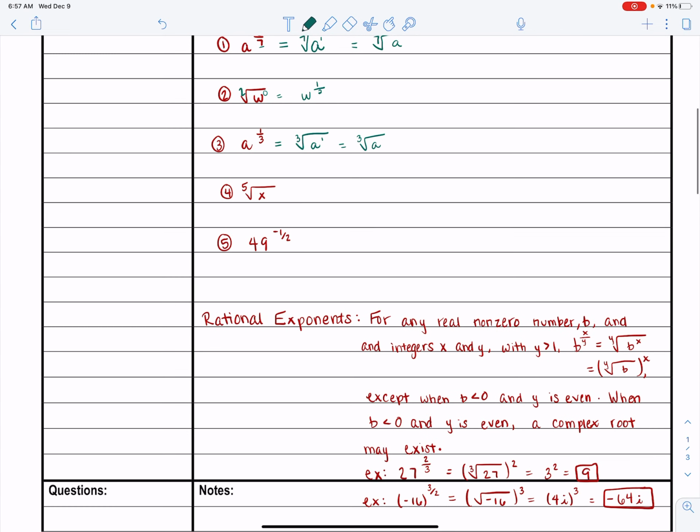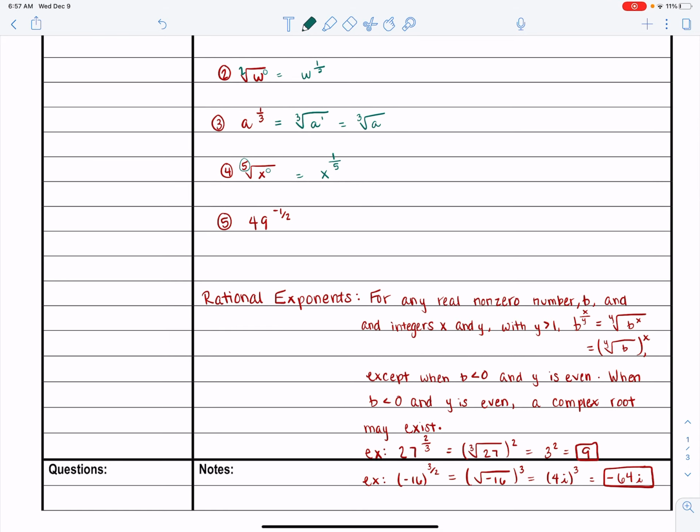The 5th root of x is the same as saying that you have x, and the 5, the root, becomes the denominator. X does not have an exponent, so it's understood to be 1. So it's the same as x to the 1/5.